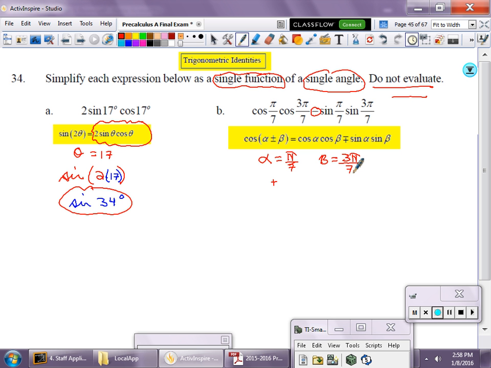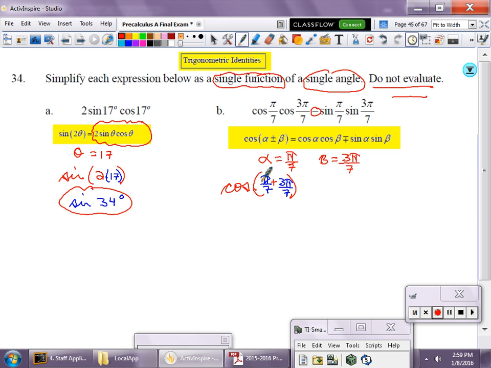And then we're going to add these two values under the cosine function. I'm just going to use a different color so that you can see. This would be pi over 7 and 3 pi over 7. Now we are left to add. We must simplify, and that follows the rules of adding fractions. When adding fractions, the denominators must be the same. And yes, they are for us, so this is going to be easy.